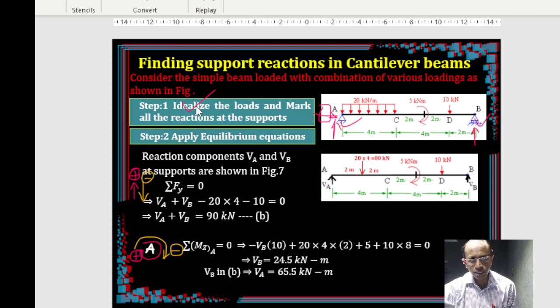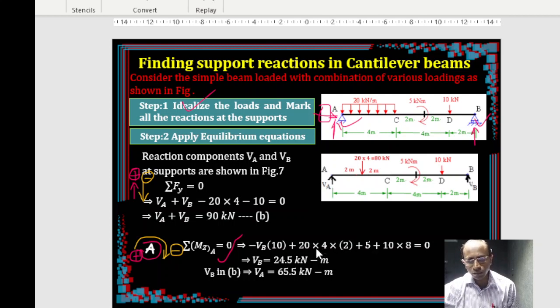So now you completed your first step, that is idealization of the loads and marking all the support reactions at the supports. Only two reactions finally available. Although three, because there are no horizontal and inclined loads, there is no meaning to HA. So put it as 0, then you will have only two reactions effectively. Then let's say first you can apply the Mz equation, then go for the other one. If you apply the Mz equation first, as I told you, either you can apply at A or you can apply at B, right?